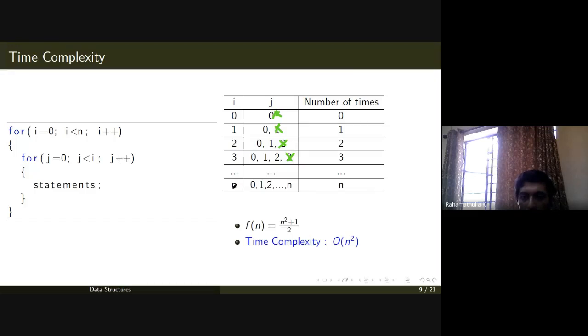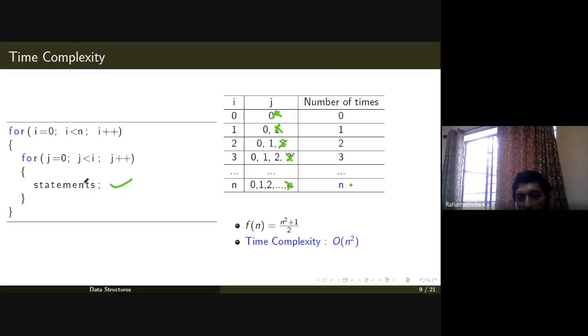For i equal to n, j can take values from 0 to n, and for j equal to n the statements will not be executed. That means for j equal to 0, 1, 2, etc., up to n minus 1, this set of statements will be executed, and we assume that this set of statements takes unit time. So the number of times executed will be n.